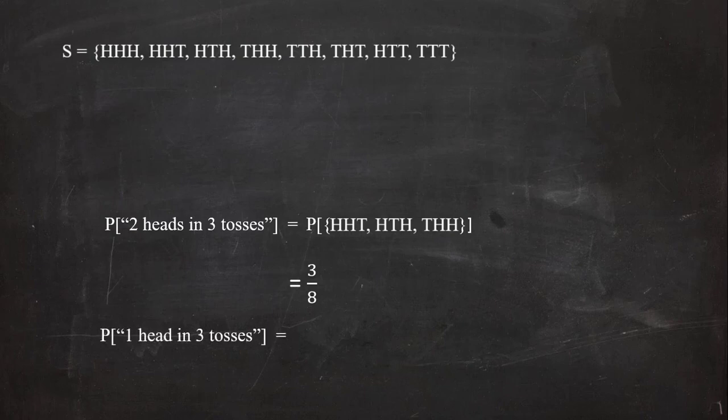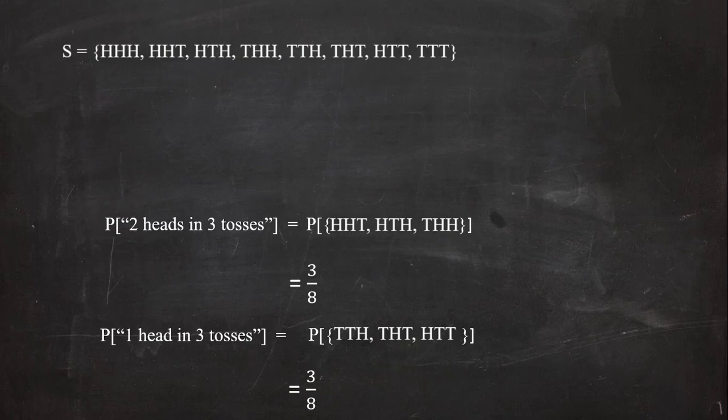Similarly, in order to find the probability of 1 head in 3 tosses, we have to see all the events where 1 head occurs in the 3 tosses. What are those events? These events are tail, tail, heads; tail, heads, tail; and heads, tail, tail. These are again equiprobable events. So in order to find the probability, again we have the formula: the number of elements in the event set divided by the total number of elements, and it is again 3 by 8.